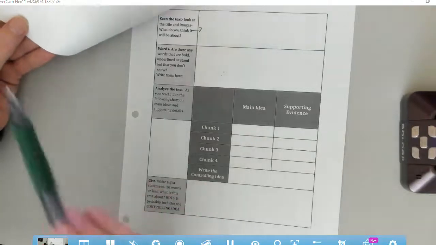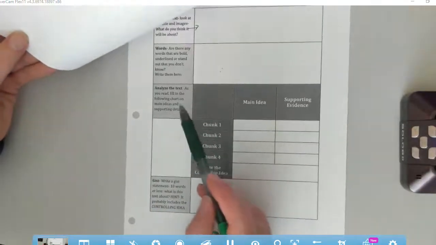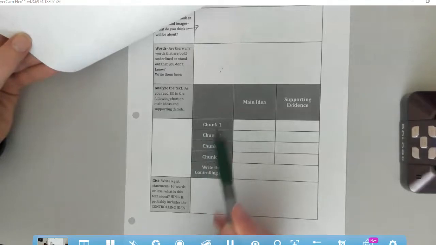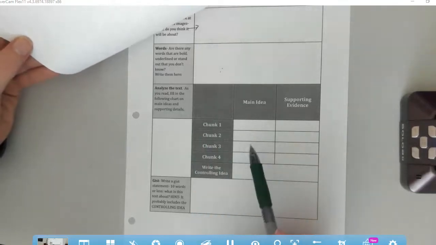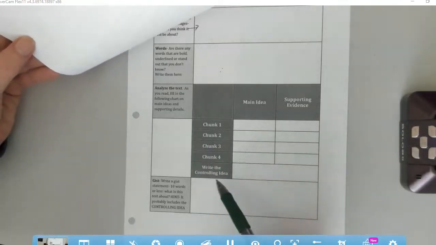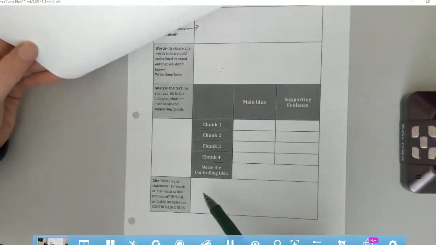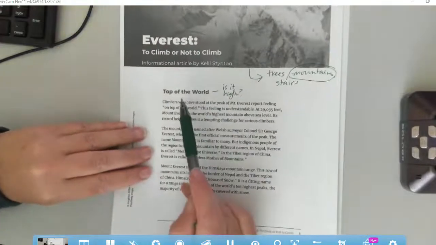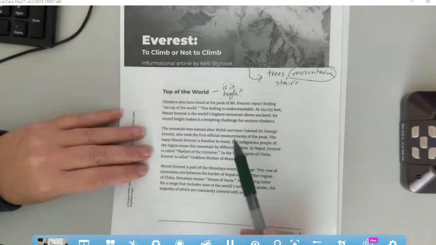And I'm not going to read the whole passage for you, but I am going to start us off and read a little bit and model maybe the first chunk or two, and then get you started on the controlling idea and the gist, or explain that. So let's get started. The first part is Top of the World.